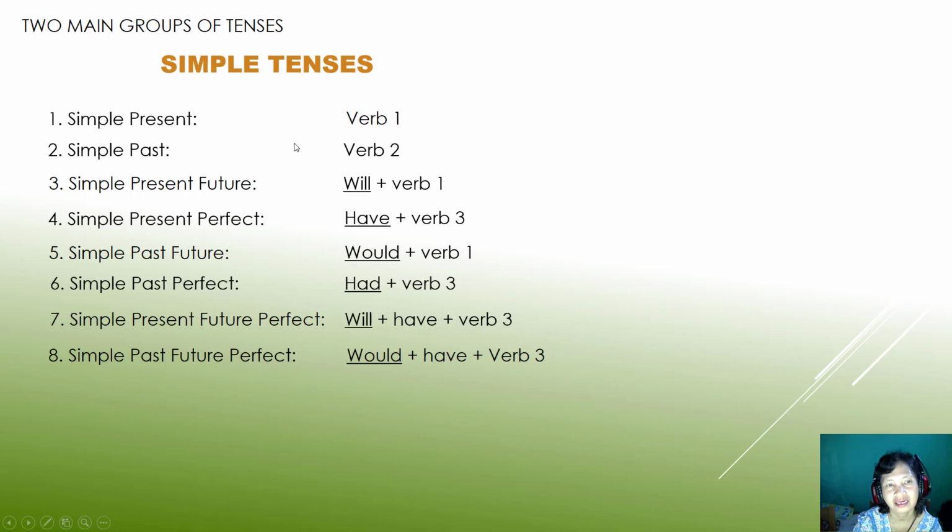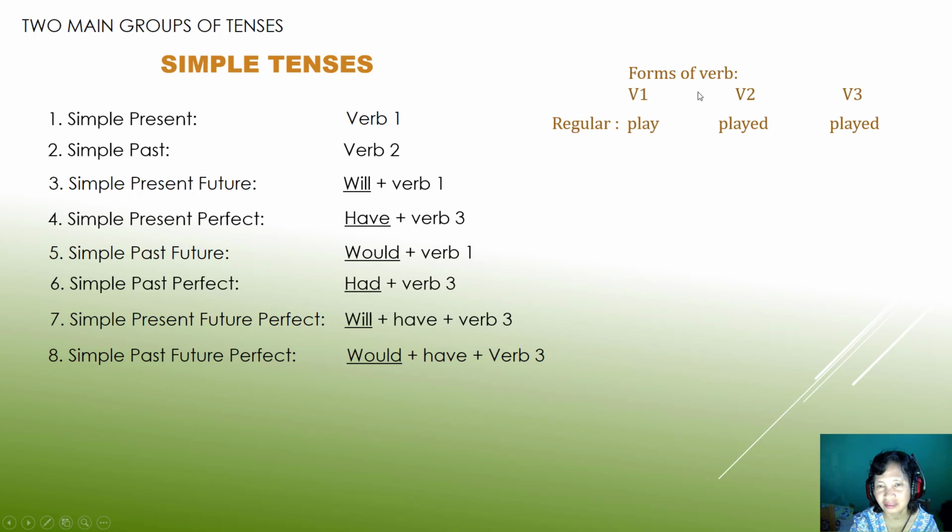These tenses will also be the basic. You can learn continuous tenses later based on this kind of pattern. Okay, you have verb 1, verb 2, verb 3. So there are forms of verb, because we have 3: verb 1, verb 2, and verb 3.